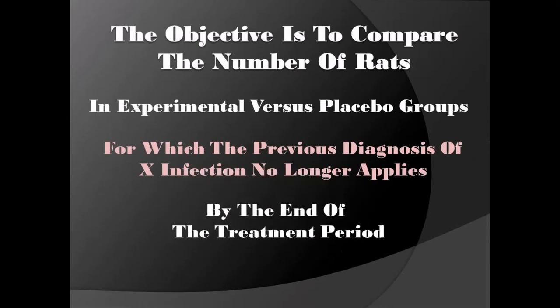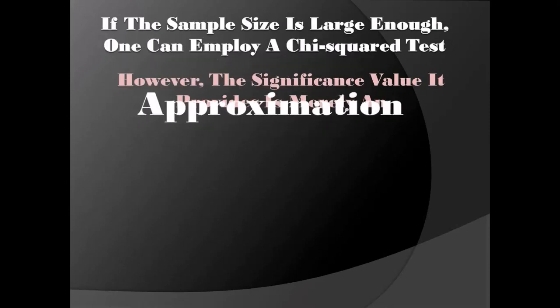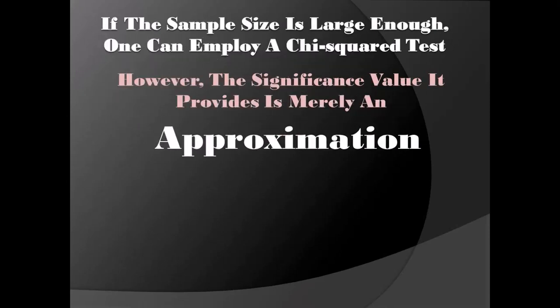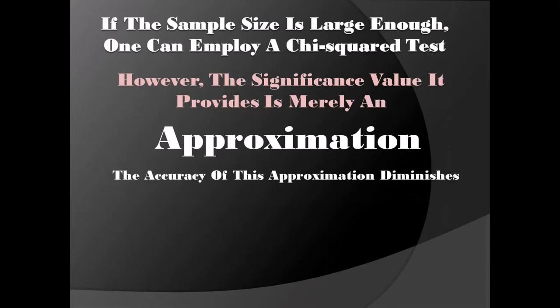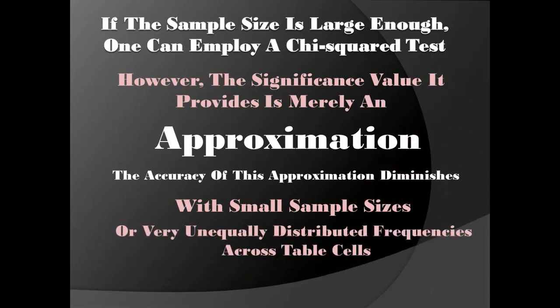In these cases, if the sample size is large enough, one can employ a chi-squared test. However, the significance value it provides is merely an approximation. This is because the sampling distribution of the calculated test statistic only approximates the theoretical chi-squared distribution. The accuracy of this approximation diminishes when dealing with small sample sizes or very unequally distributed frequencies across table cells, resulting in expected values for each cell being low.